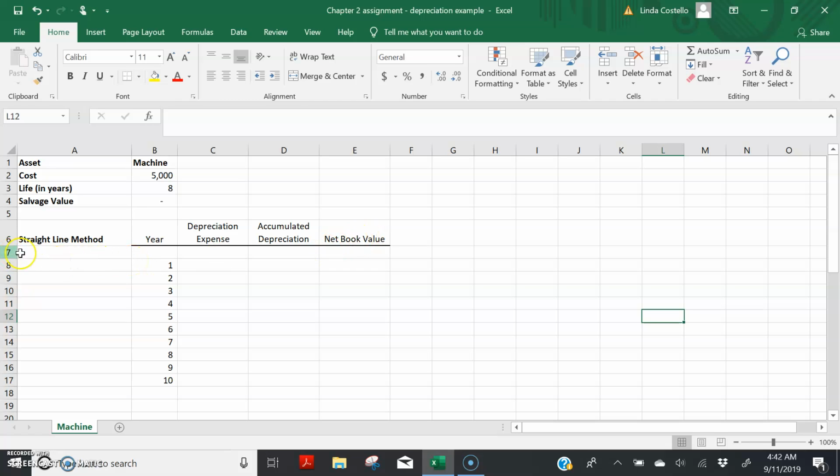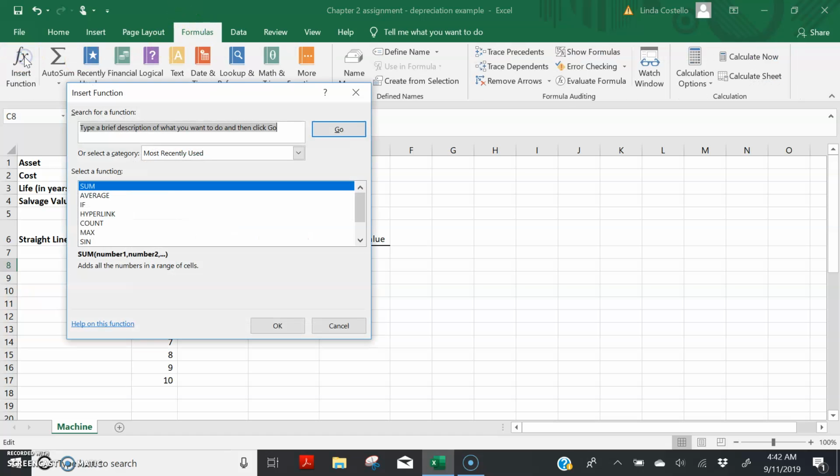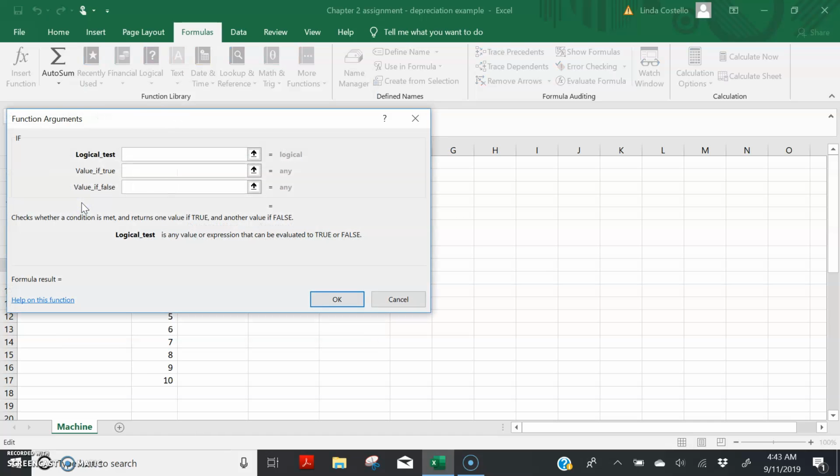The first thing I did was to insert an extra row here above my lines of depreciation. And I will show you why as we get further in this demonstration. So I need to calculate depreciation expense for the first year using Excel functions. And I'm going to start out with the if function. And I'm going to put my logical test here.